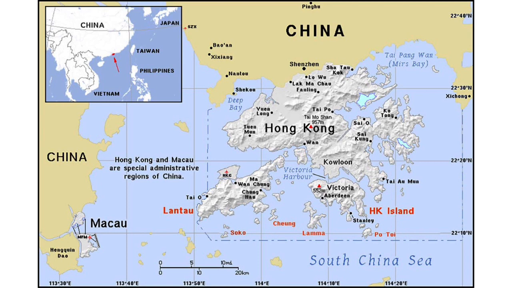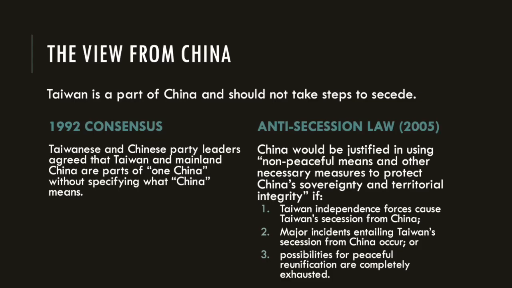From the PRC's perspective, Taiwan is a part of China and should not take steps to secede. Taiwan's status is viewed in part as the last vestige of imperial control over Chinese territory, after the UK transferred sovereignty of Hong Kong to China in 1997, and Portugal did the same for Macau in 1999. The key diplomatic statement covering the relationship is the 1992 Consensus, in which Taiwanese and Chinese party leaders agreed that Taiwan and mainland China are part of, quote, One China, without specifying what China means.